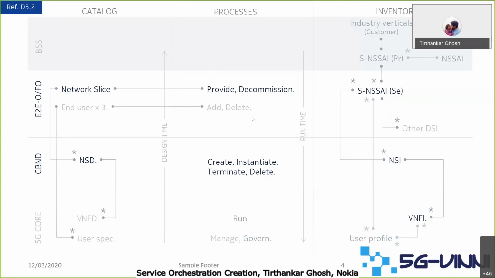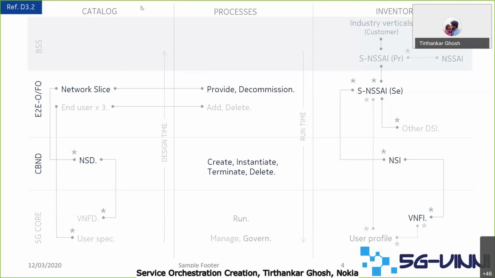So as you can see in this figure, it has a few horizontal layers. Right at the bottom you see the telco cloud 5G core, and then CBND acting as the NFVO layer, and then Flow One as the end-to-end orchestrator layer. BSS, yes, we don't have a proper BSS at the moment. So we start our demo like this.